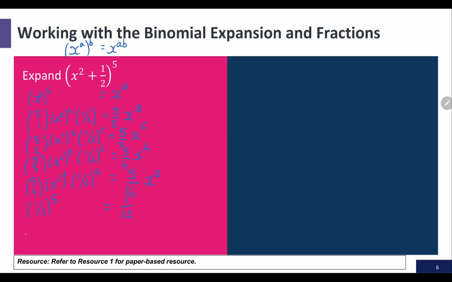So my final answer then, written in descending powers of x this time. And remember, that's because the x is at the front from the previous video. Plus 5 over 2 x to the power of 8. Plus 5 over 2 x to the power of 6. Plus 5 over 4 x to the power of 4. Plus 5/16 of x squared plus 1 over 32. Just managed to squeeze that in there. If you're writing this out with me on resource sheet 1, you should have a fair bit more space than me. And there we go, so that question's done.